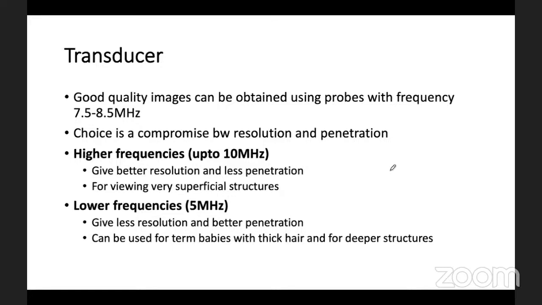And if you want to look for the deeper structures, then use a low frequency probe, up to 5 megahertz, which gives you less resolution but better penetration. Usually in term babies with thick hair, we use the lower frequency probe.